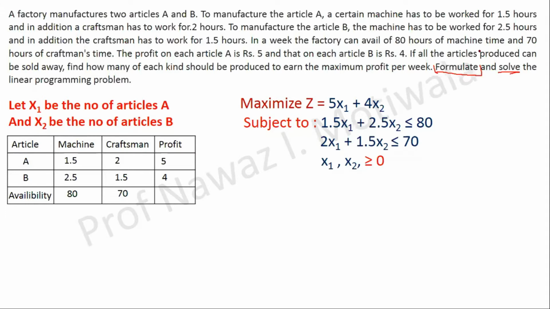So for the graphical method, what we need to do? We need to first consider the first equation. My first equation is this one: 1.5x1 plus 2.5x2 less than or equal to 80. Now what is the concept or logic behind it? We want to draw a graph.